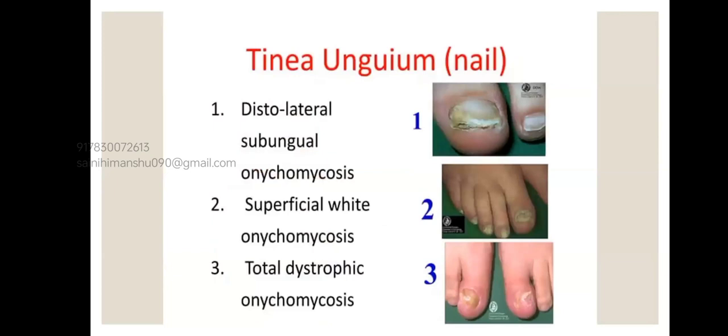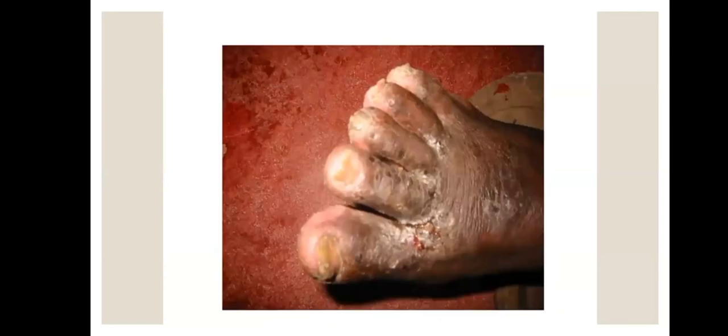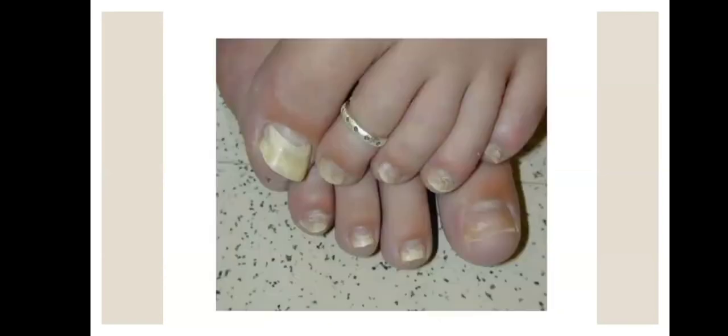Distolateral subungual, superficial white, total dystrophic onychomycosis. These changes you can see for the fungal infection. So keep it dry. Use Haridra Kashayam for the Kshalana, Triphala Kashayam for the Kshalana, and make it dry. And Guggulu Marichadi Tailam. If the oozing is under control, you can use Guggulu Marichadi Taila for the external application to prevent the secondaries. And Mahatiktaka Ghrita Lepam.